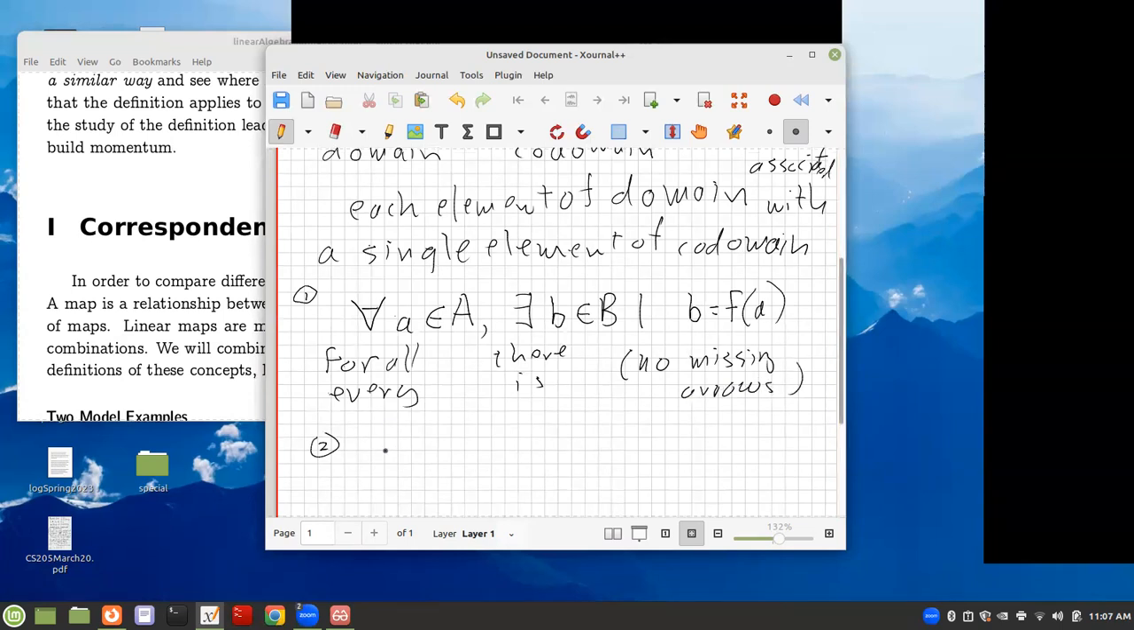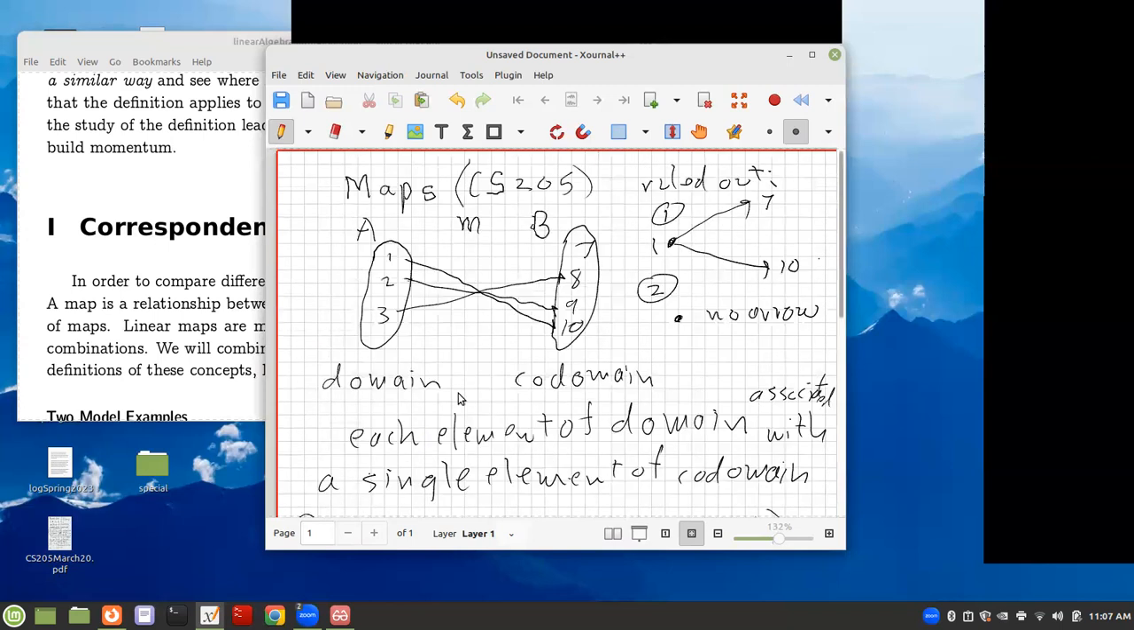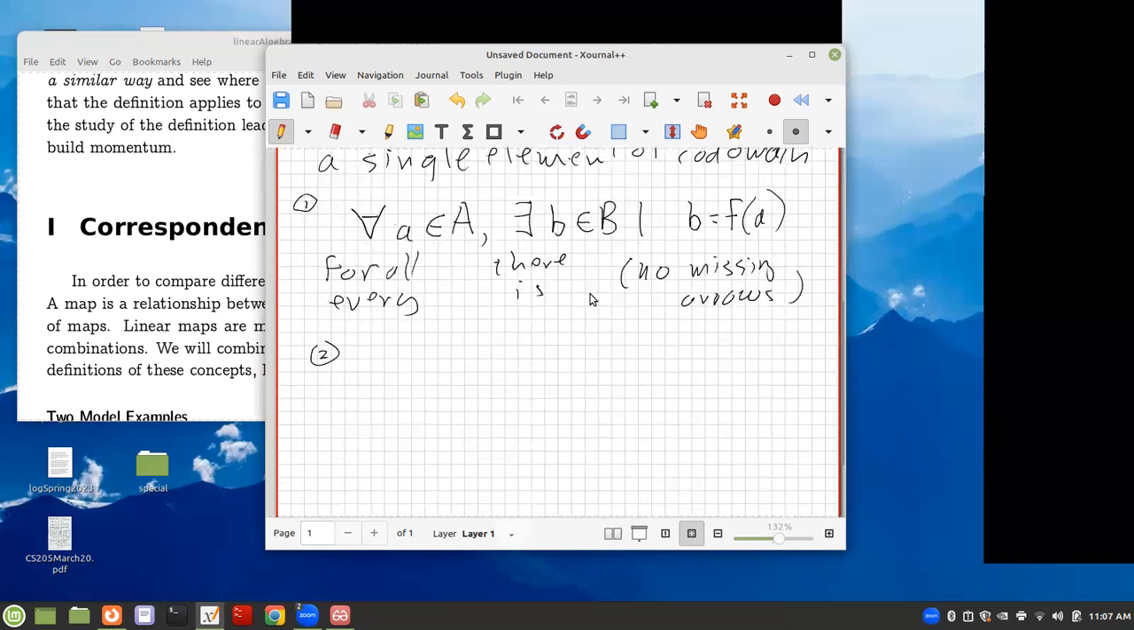The second property is, if you imagine taking 2 elements here, so for every pair of elements, b1 and b2, that are members of B, you could imagine being blindfolded and choosing 2 elements of B, and you'd say if b1 is not equal to b2, then, well, maybe I have to say this differently.